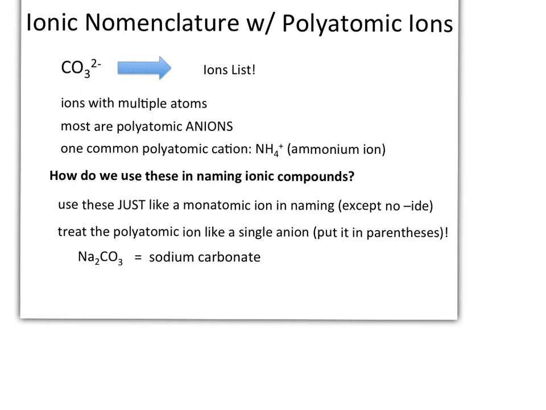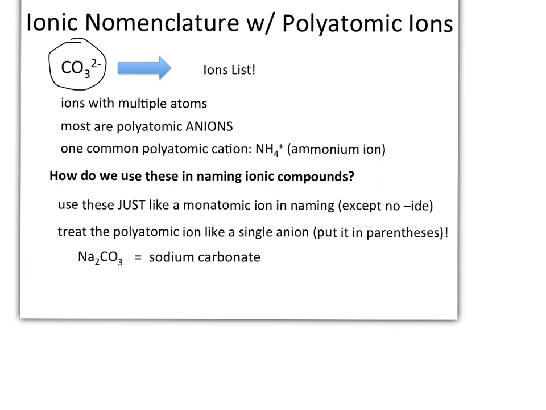So what we're looking at here is ionic nomenclature and formula writing with polyatomic ions. So what do I mean by polyatomic ions? I mean these ions that are from the ions list that you guys have been memorizing. So carbonate, acetate, nitrate, phosphate, etc.